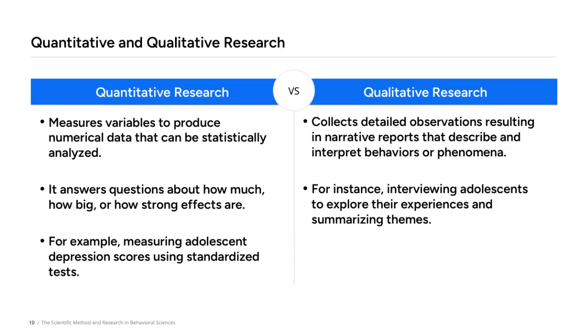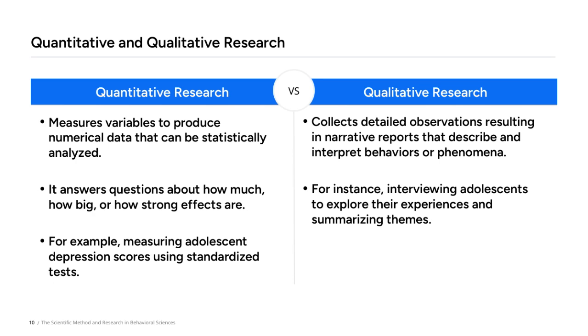When we talk about quantitative research, we're focusing on measuring variables in a way that produces numerical data. This data can then be analyzed statistically to give us clear answers about things like how much something occurs, how big a certain effect might be, or how strong the relationship is between variables. For example, we might measure adolescent depression by using standardized tests that assign a score, giving us concrete numbers to work with. On the other hand, qualitative research takes a different approach.